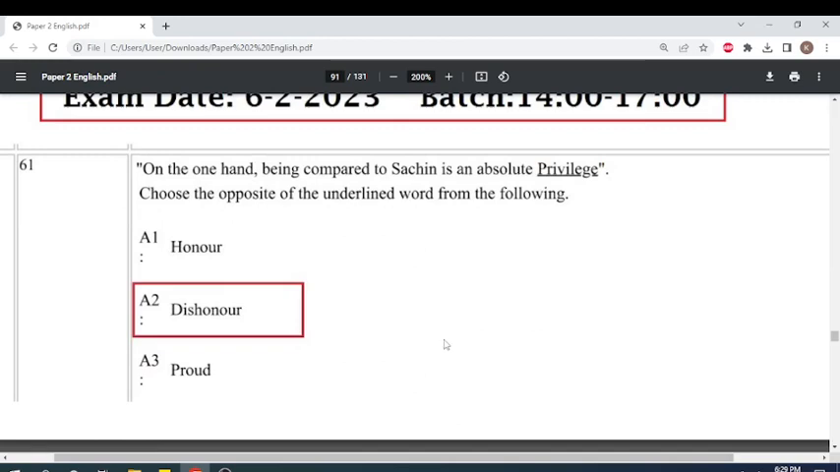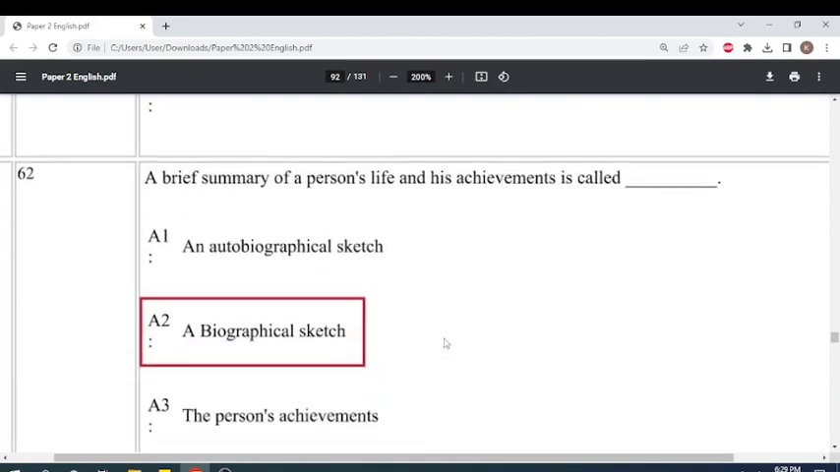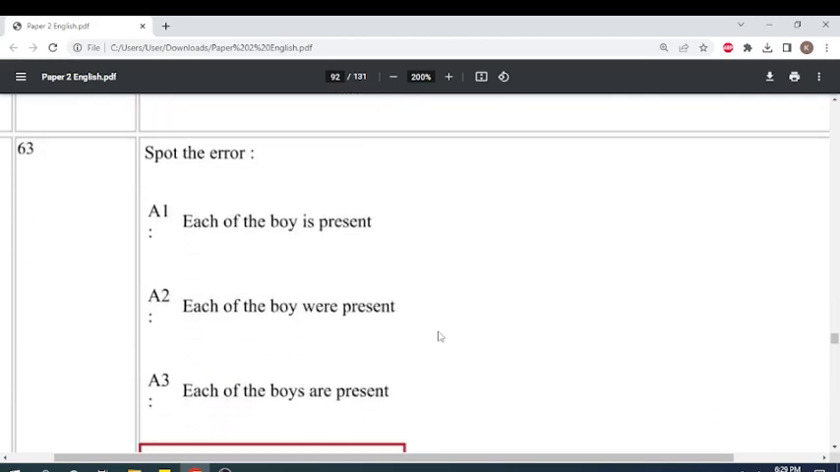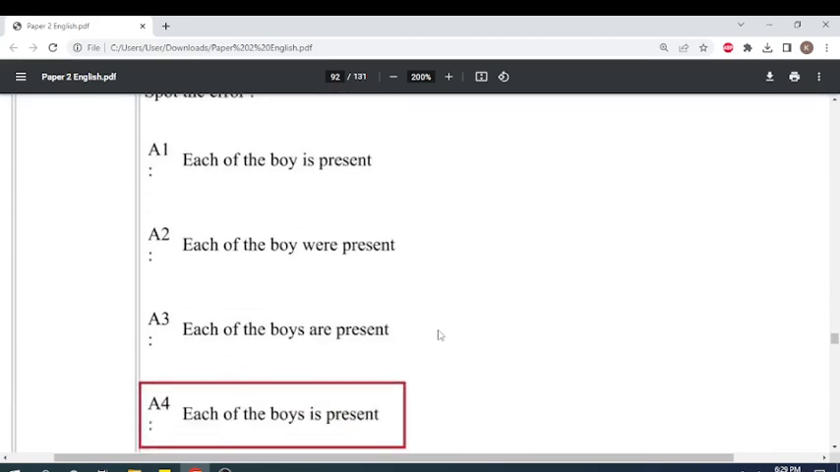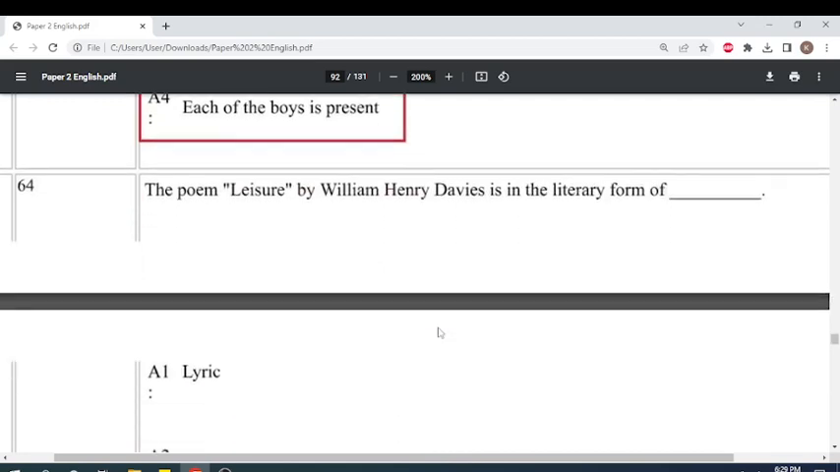Question number 61. On the one hand, being compared to Sachin is an absolute privilege. Choose the opposite of the underlined word from the following. Answer A2, dishonor. 62. A brief summary of a person's life and his achievements is called a biographical sketch. 63. Spot the error. Answer A4, each of the boys is present.